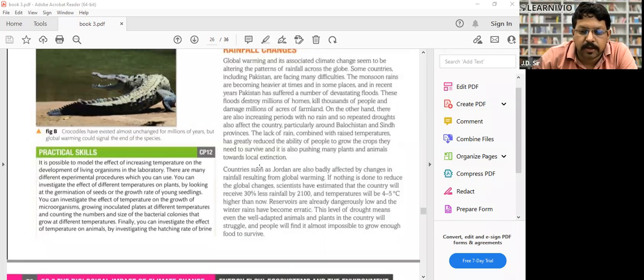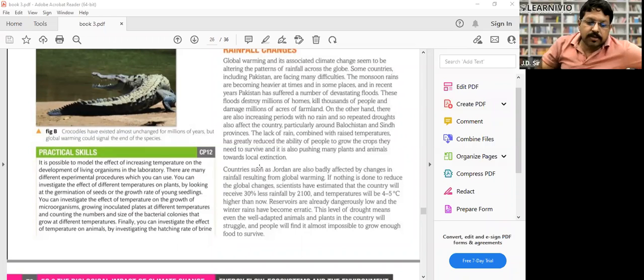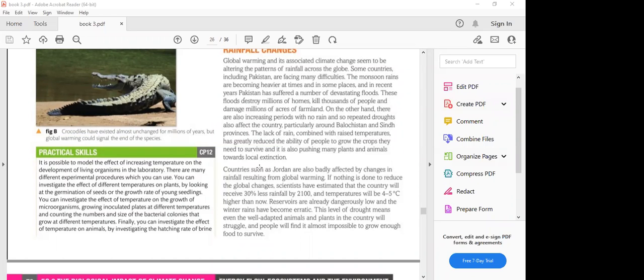So which part of Pakistan do you belong to, Affaf? Punjab. Punjab. Okay, okay. So it's a Greenland, I think, right? Yeah.